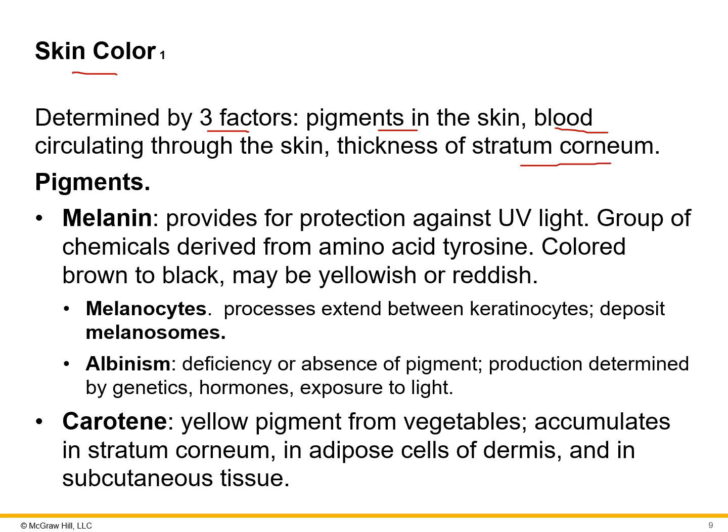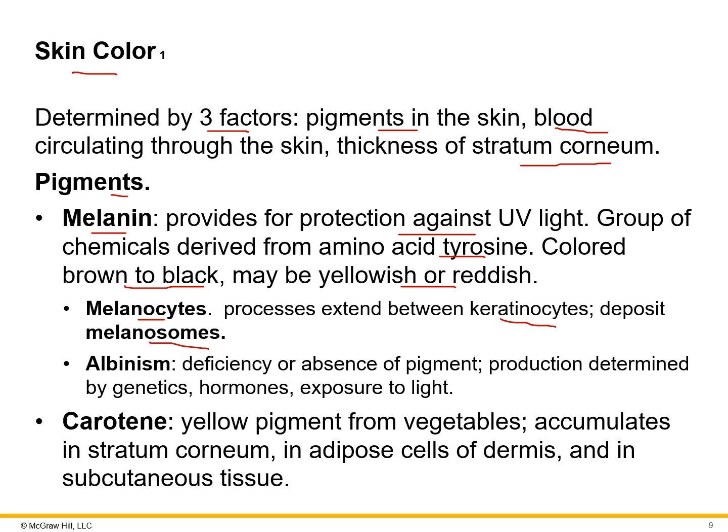So if we look first at the pigment, we already talked about the melanocytes and melanin. This provides protection against UV light. It's made from an amino acid called tyrosine, and it's colored brown to black. It can also be kind of yellowish or reddish. So again, we think about the different skin tones that we can see. It's based on the melanin. Melanocytes we already talked about. It's the process that extends between those keratinocytes, and it deposits the melanosomes.